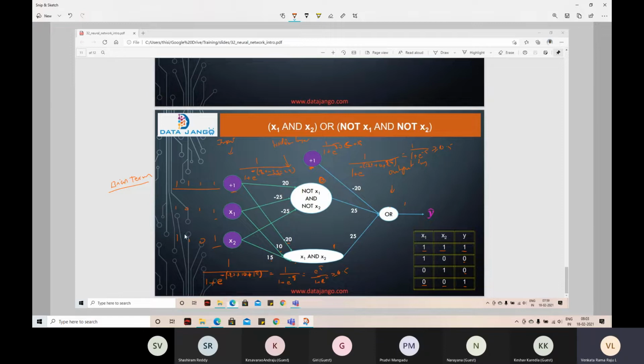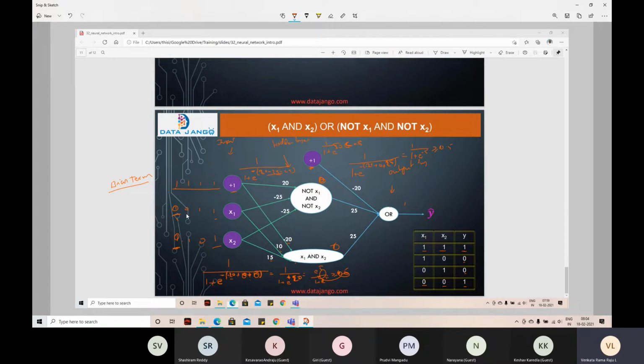Now I'll pass 0, 0. If I pass 0, 0, this is minus 20, this is going to be 0, and this is going to be 0. So 1 into minus 20 is minus 20, 0 into 10 is 0, 0 into 15 is 0. It's going to be plus 20 after the negation, so it's going to be less than 0.5. So it's going to be 0.